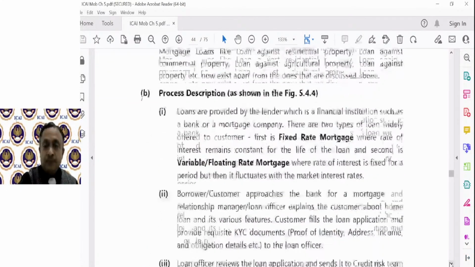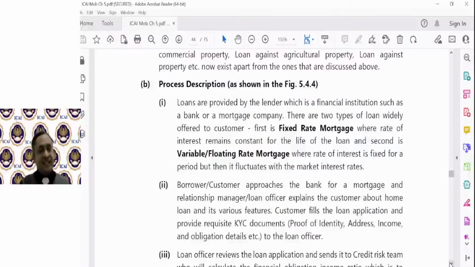Now, what is the process description? Loans are provided by a lender, which is a financial institution such as a bank or a mortgage company. There are two types of loans widely offered. First is fixed rate mortgage, and second is floating rate mortgage. Fixed rate means the rate of interest on that specified mortgage will remain fixed over the tenor of the loan. Just for example, generally home loans.